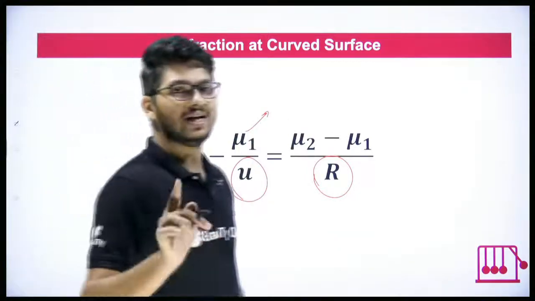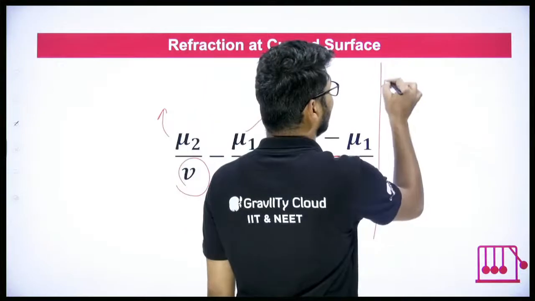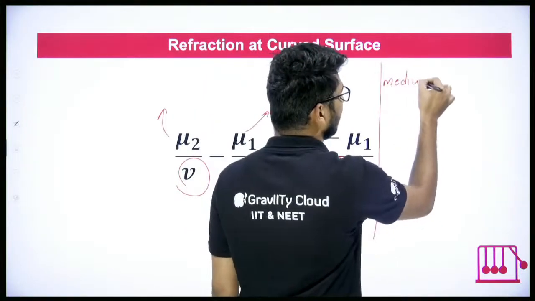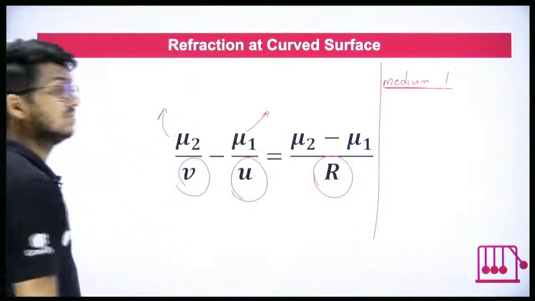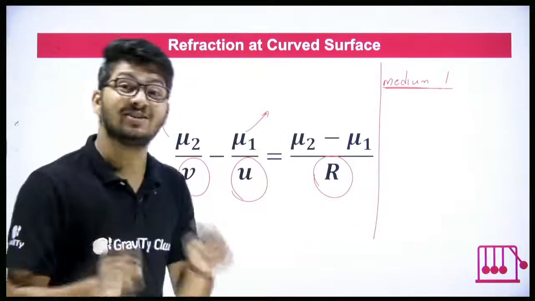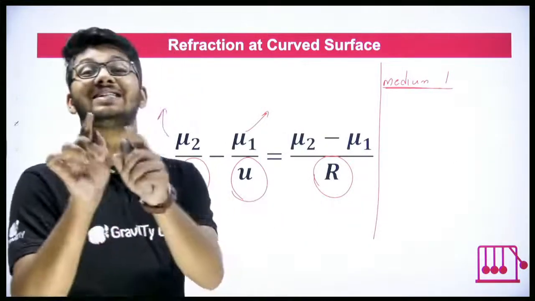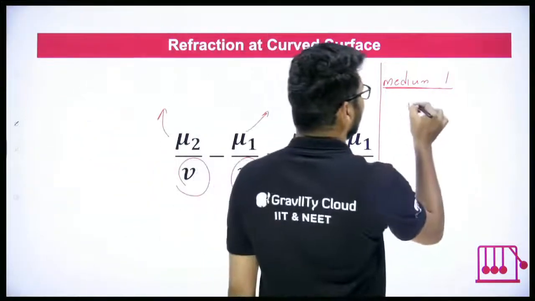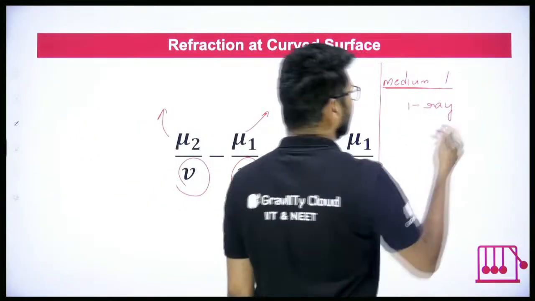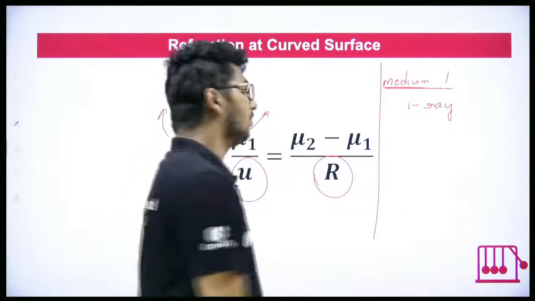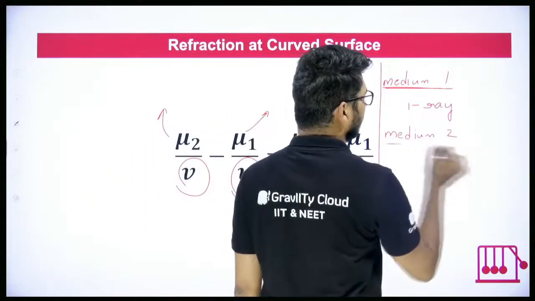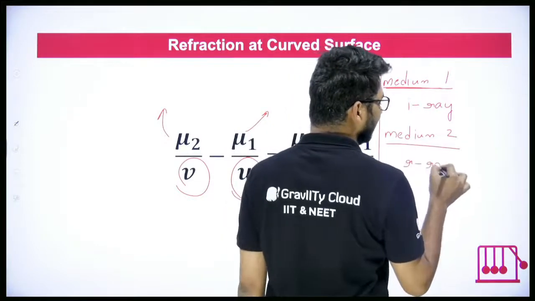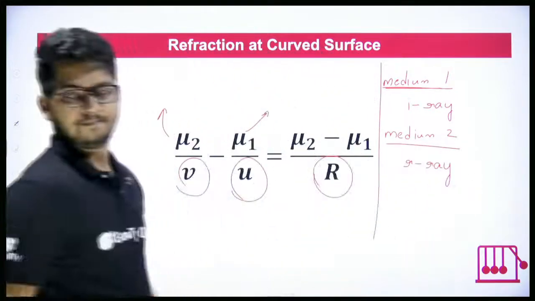Now it's very important that you recognize medium 1 and medium 2 properly. What is medium 1? Medium 1 is the medium in which there is the incident ray. I'll just say incident ray medium. What about medium 2? Obviously the other medium is medium 2, or you can say refracted ray medium.